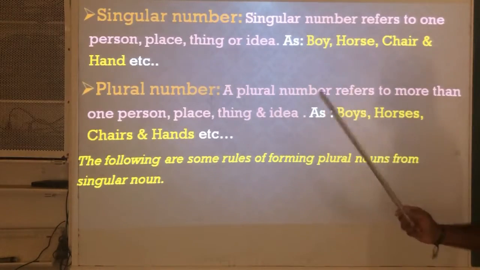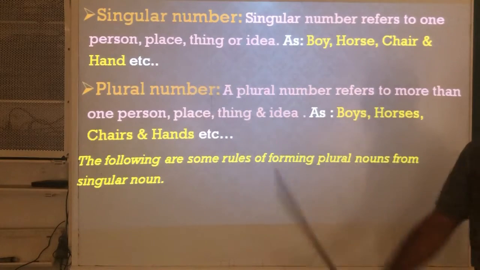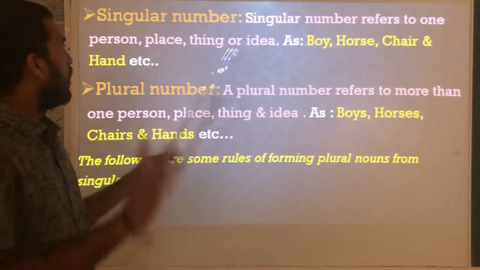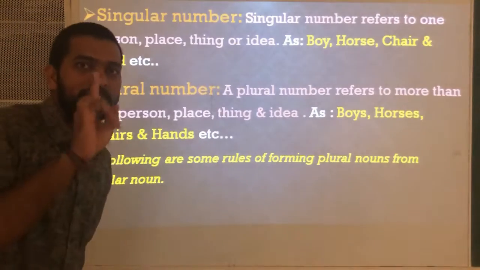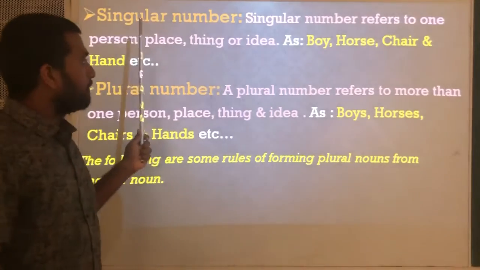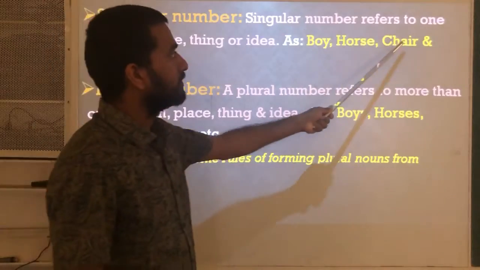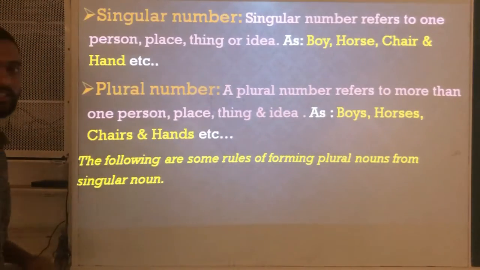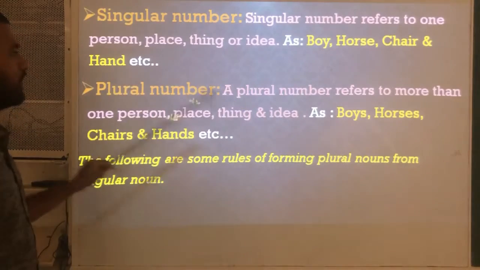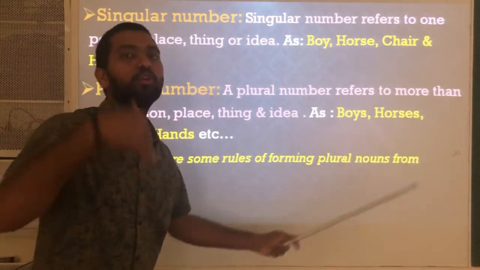As there are some examples like boy, horse, chair and hand, etc. See, what is singular now? Singular number refers to one, means singular means single one. Okay, either it is one person, place, thing, or idea, as boy, horse, chair, and hand, etc. So this is about singular number. Now, what is plural number? A plural number refers to more than one.